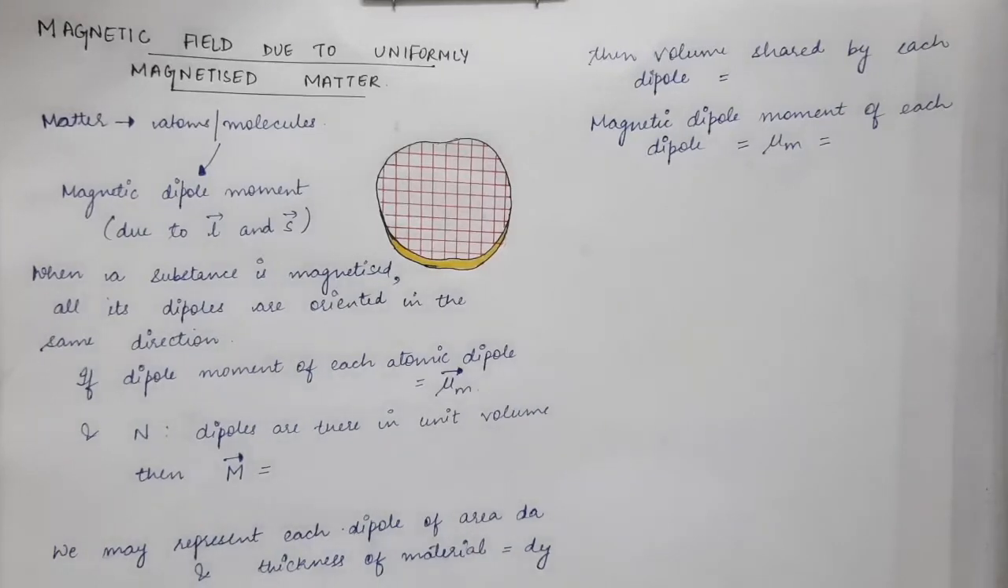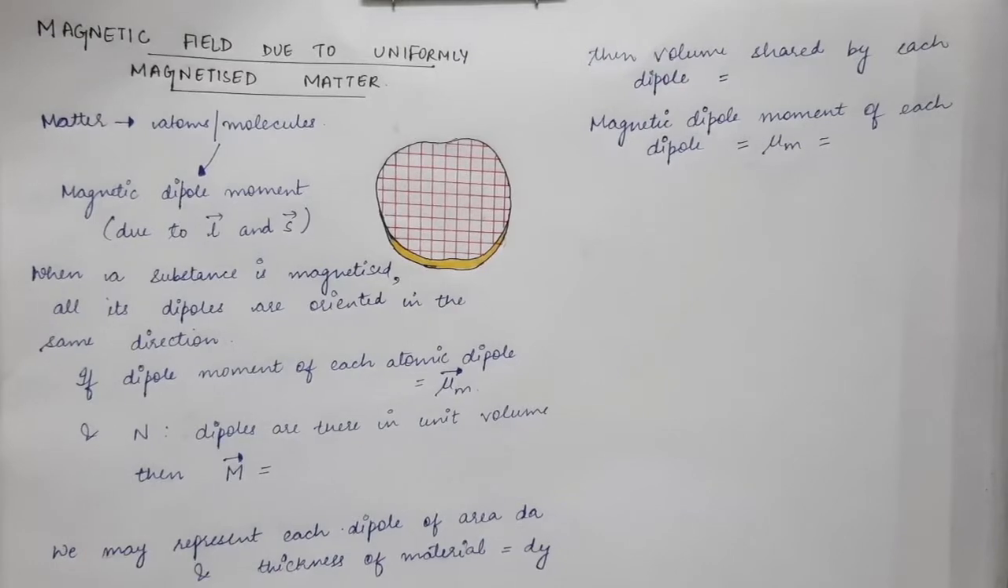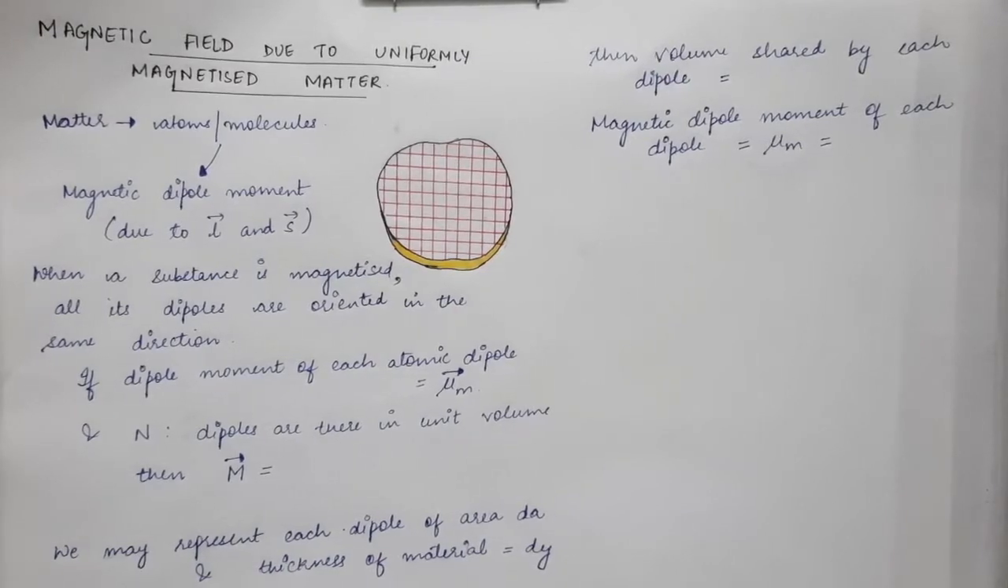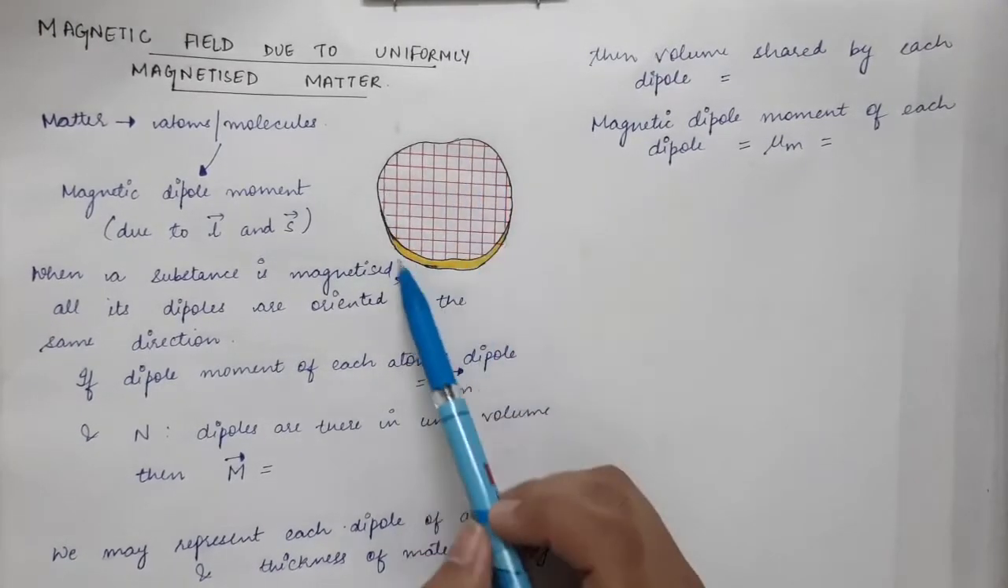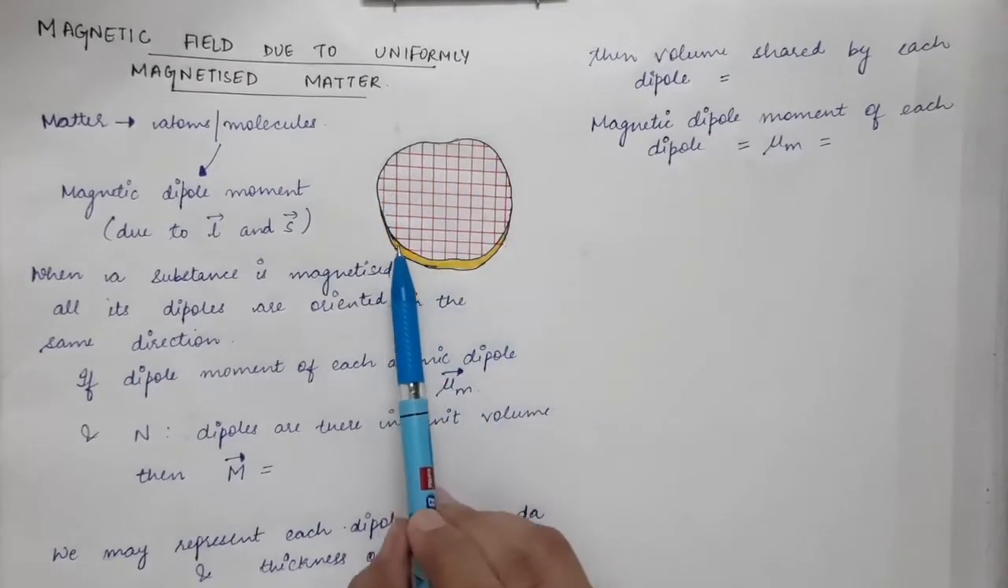Now we are going to do an important derivation of magnetic field due to a uniformly magnetized matter. So now you have a uniformly magnetized material, and for that we will find out the relation of the magnetization. Now let's say you have a sample, a magnetic material. Now this material has a certain thickness.